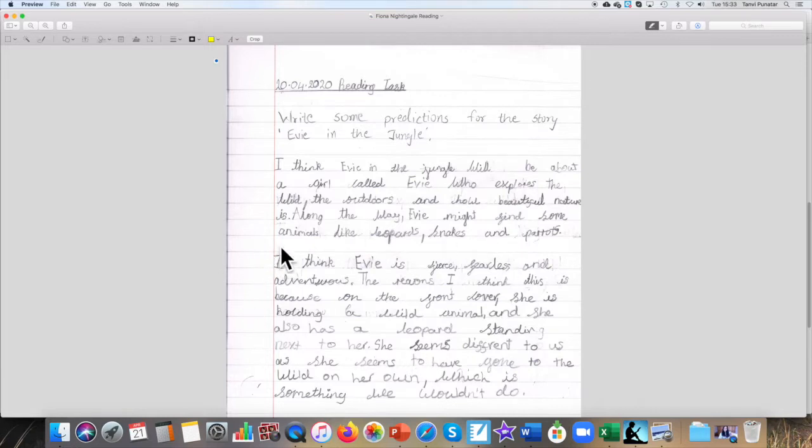I'm going to read out what I think is the best part of her answer. I think Evie is fierce, fearless and adventurous. The reasons I think this is because on the front cover she is holding a wild animal and she also has a leopard standing next to her.